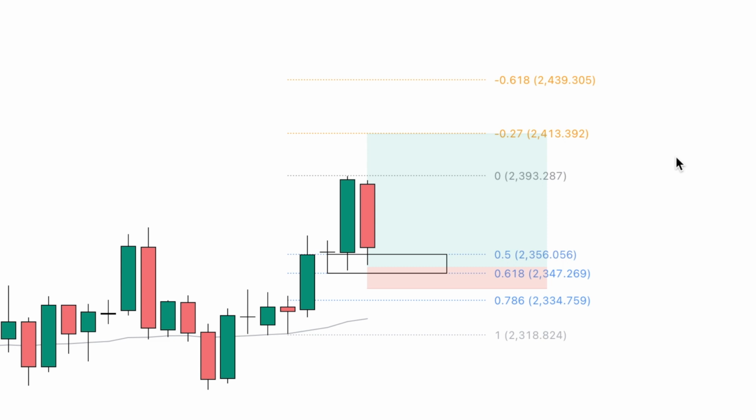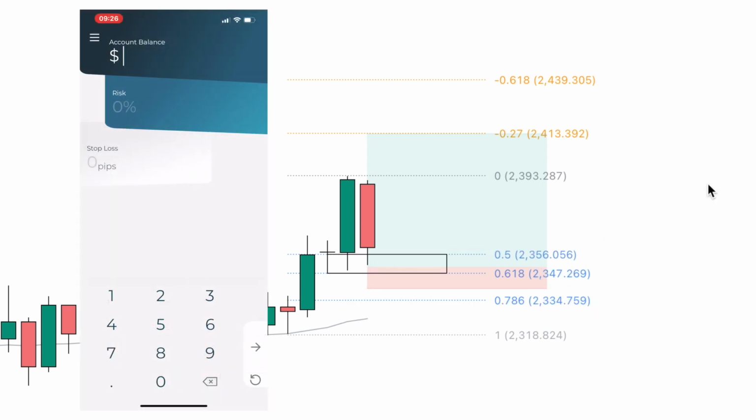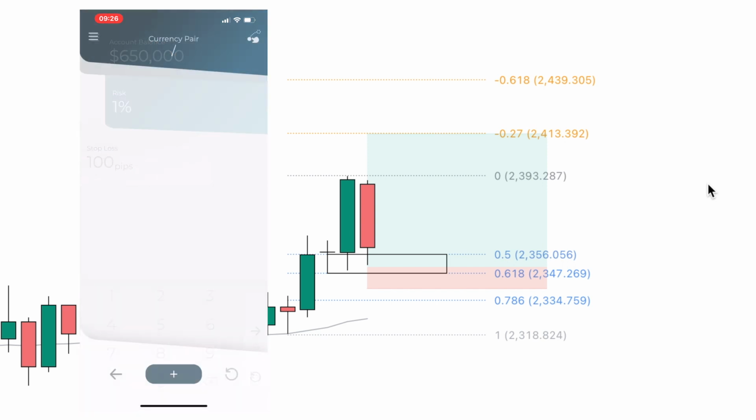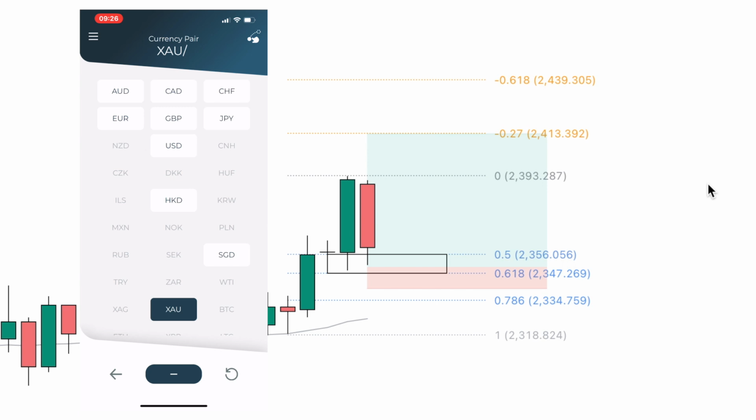So what we would then do is we would head to our XAU calculator, and we'd pop the account size in, we'd pop the number of pips of our stop loss in, we would pop obviously the currency pair, the commodity pair, whatever you're trading at the time, and it will then spit out a calculation like this that you can see on the screen.